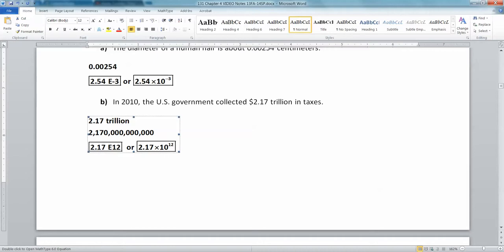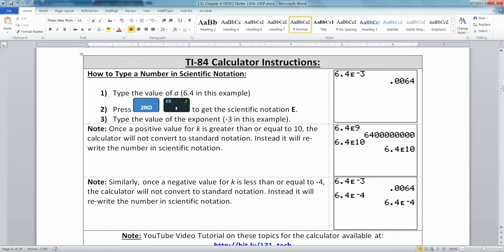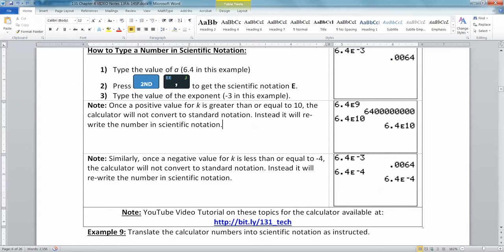Now let's look at some calculator instructions. So to type a number in scientific notation, you type your number and then E is above your comma. So you'd hit second comma and then write it out. The thing about it is that the calculator will only do about 9 decimal places. And after that, it's going to give you scientific notation no matter what. Like here I did 6.4E10 and it gave me back 6.4E10.